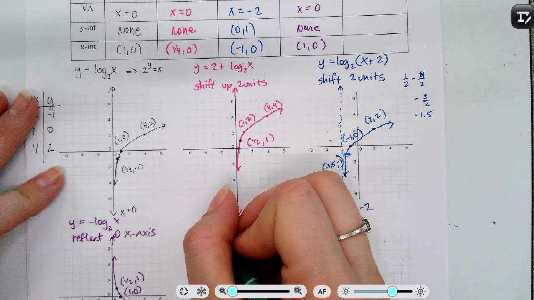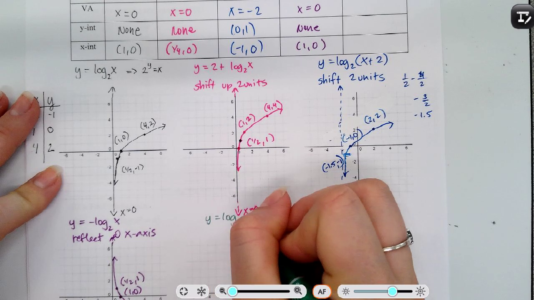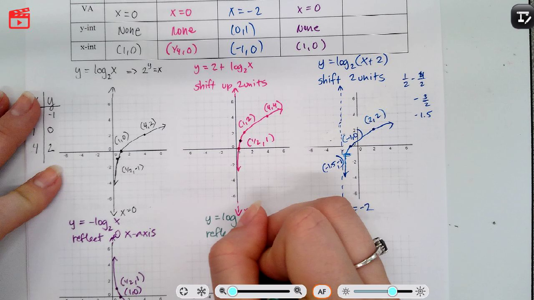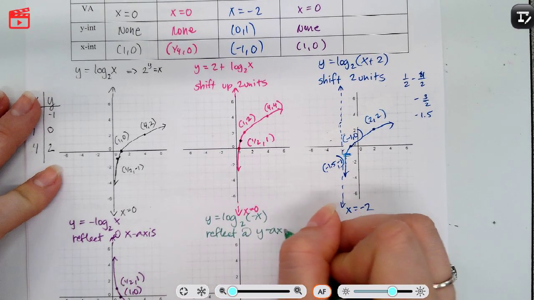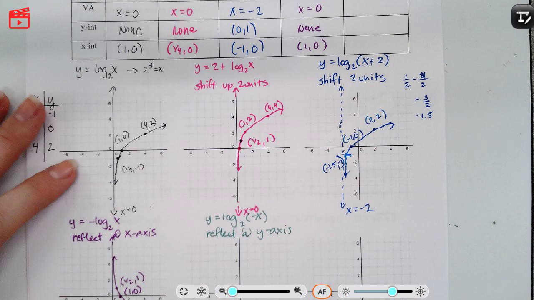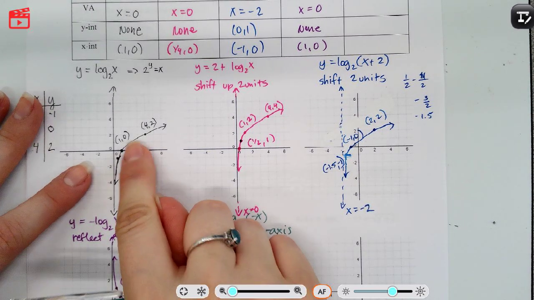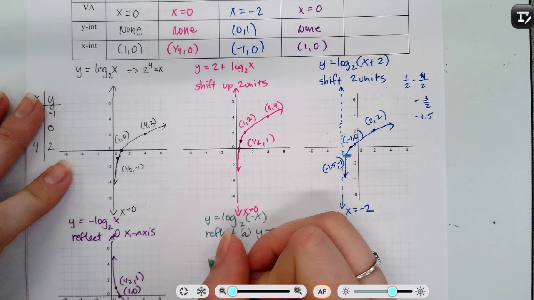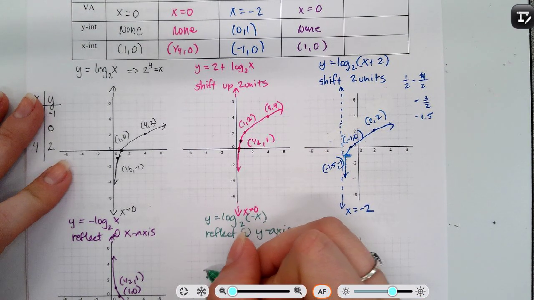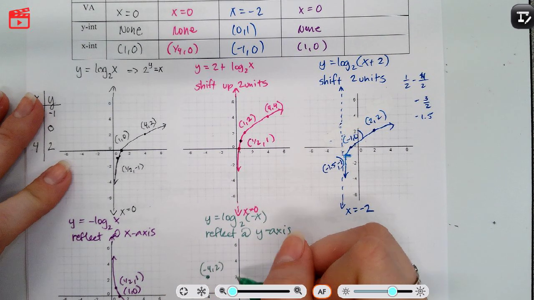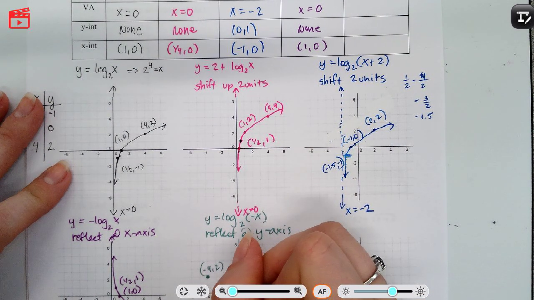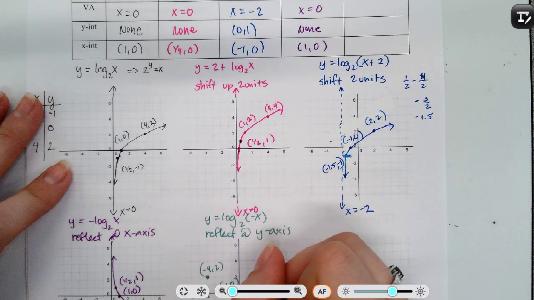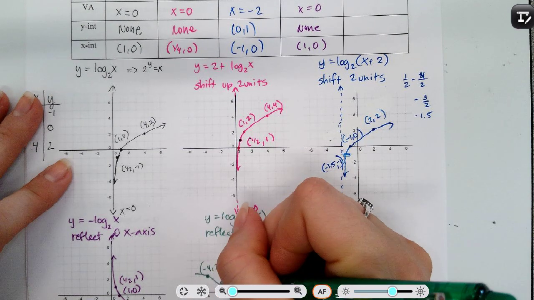Okay, last one for these transformations. I'm going to do this one in green. Okay, so the negative inside the parentheses means we're going to reflect about the y-axis. So reflecting about the y-axis, that means we're going to be multiplying all of our x values by negative 1. Okay, so that's going to be negative 4, 2. This will be negative 1, 0. And this one will be negative half, negative 1. All right, drawing that in.